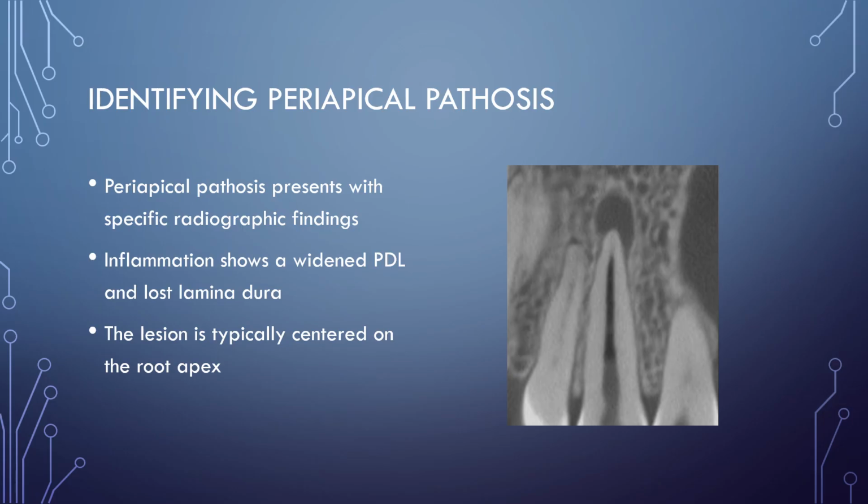As the lesion progresses and the inflammation becomes more severe, it causes resorption of the lamina dura, which is the thin, distinct cortical bone that lines the tooth socket. The resulting radiolucency is characteristically centered on the apex, or a portal of exit of the root canal system. Identifying this specific combination, a widened PDL, lost lamina dura, and a centered lesion, confirms your diagnosis.